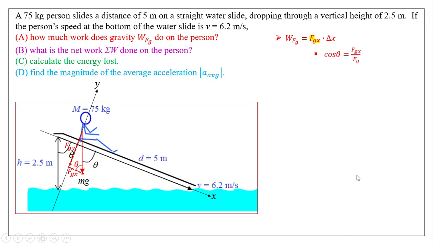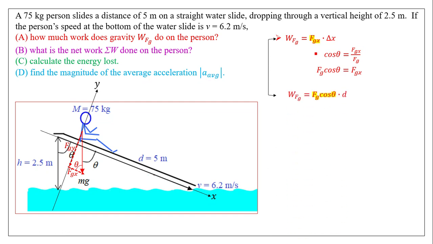Here I'm just going to do cosine. Why cosine? Because for this particular angle, F_gx is the adjacent leg, and F_g is the hypotenuse. So I will do cosine because I need F_gx, which is the adjacent leg. By definition, cosine of theta is adjacent, which is F_gx, over hypotenuse, which is F_g. If I were to solve for F_gx, I would just multiply both sides by F_g. So I have F_g cosine theta equals F_gx.